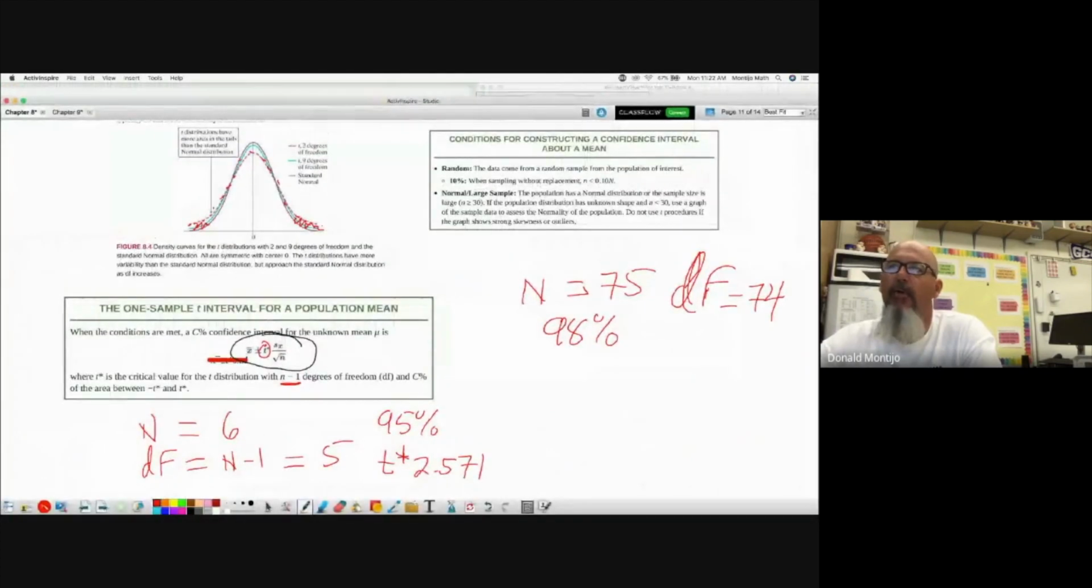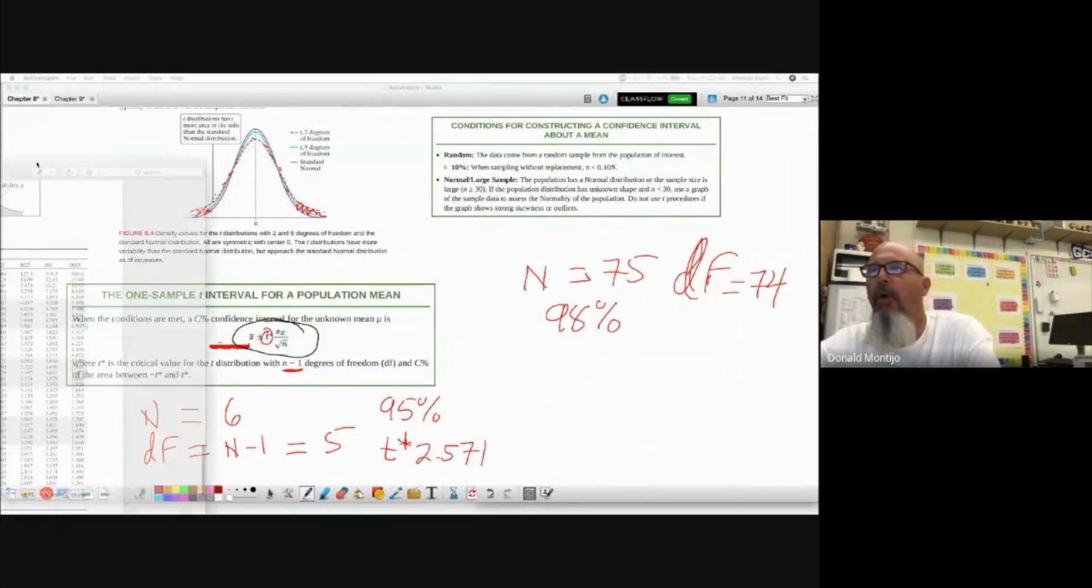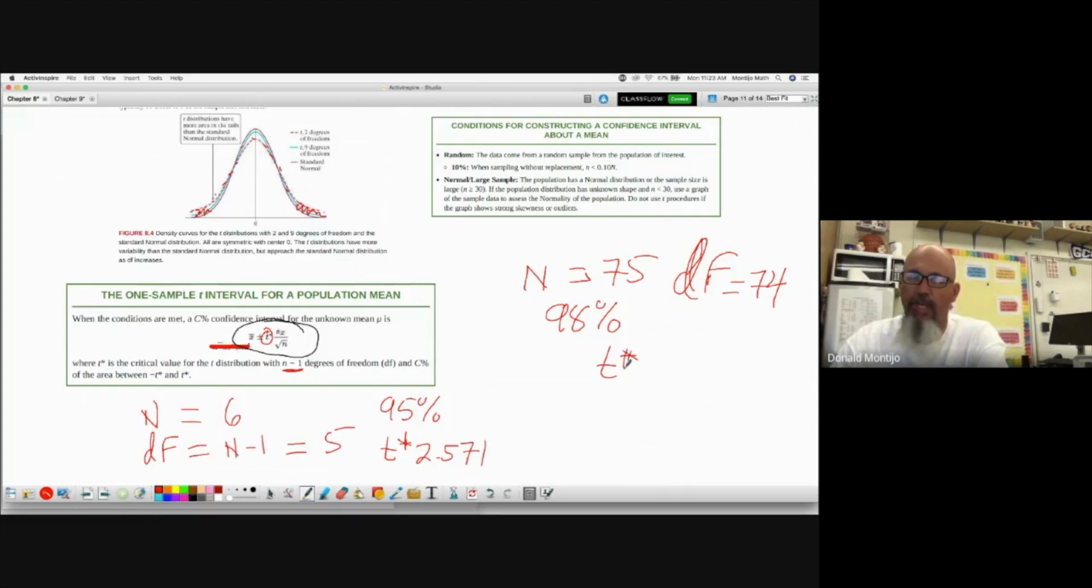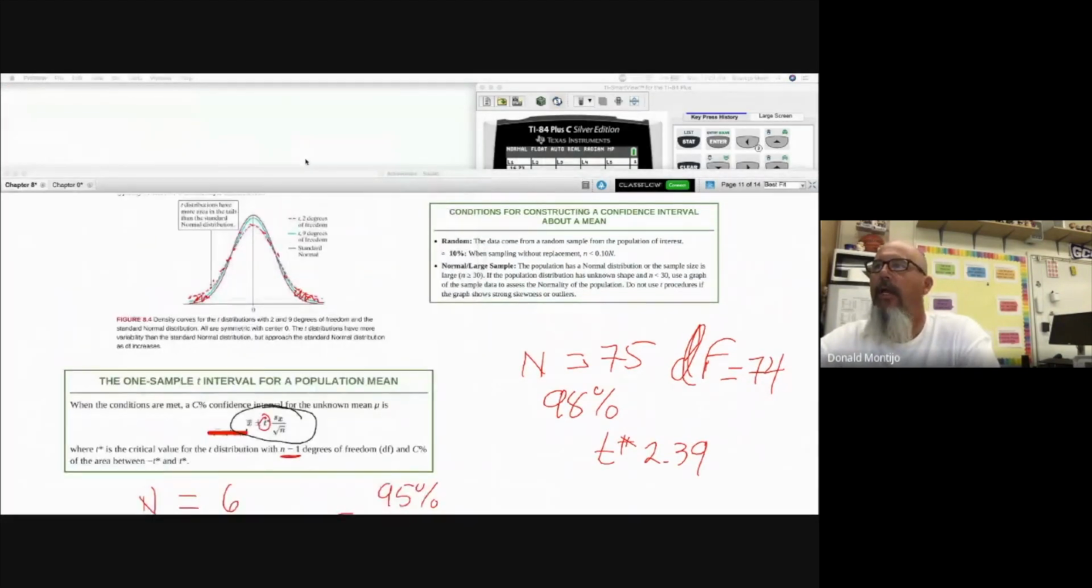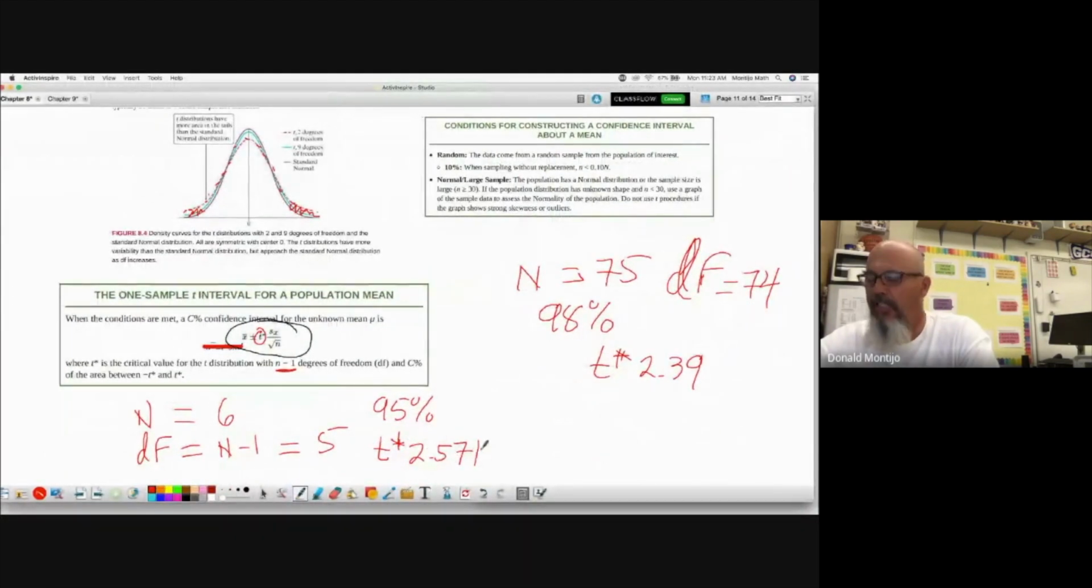But if we look at the table, there is no 74 degrees of freedom. We will always use the next smallest value on the table. So the next smallest value less than 75 would be 60. So I'd have to come here to 60 degrees of freedom, and I'd have to go across to 98%, and that gives me 2.39. So my critical value, T star, would be 2.39. I did it again and tried to write before I move this out of the way. All right. So that's how we use table B to find our critical value T star.